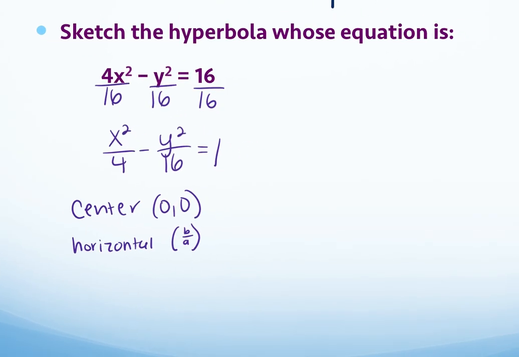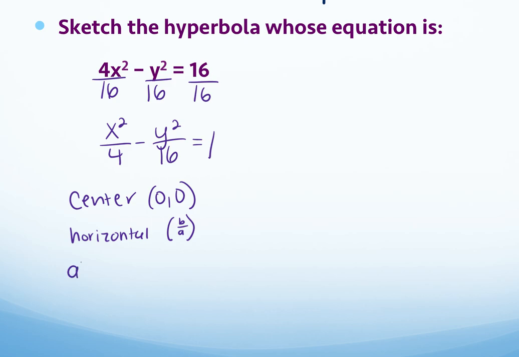What else do you know? What's your a squared? 4. It's the first one. So a is 2. The b squared is 16, which makes b 4.